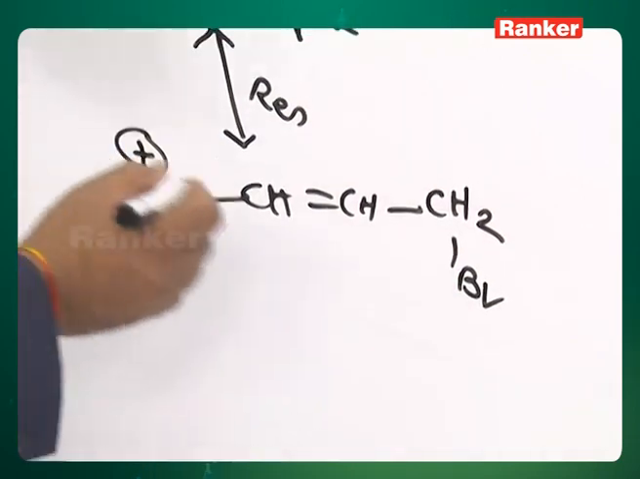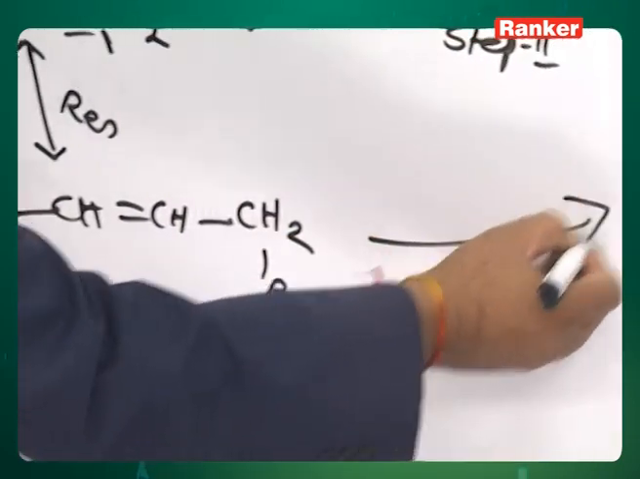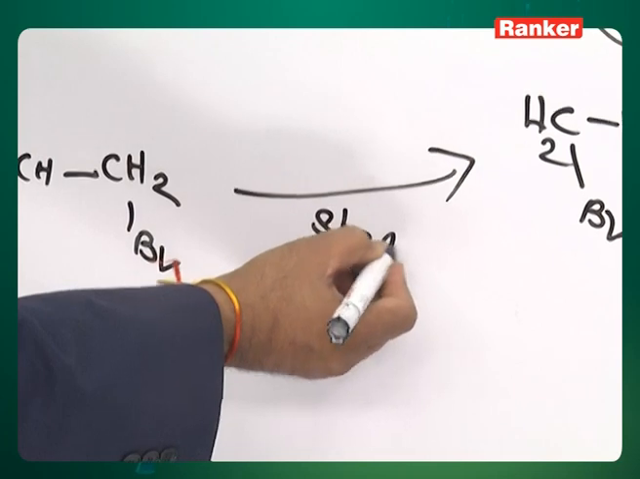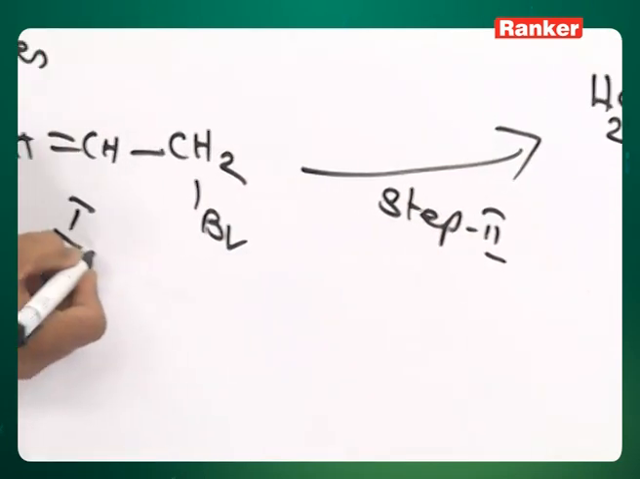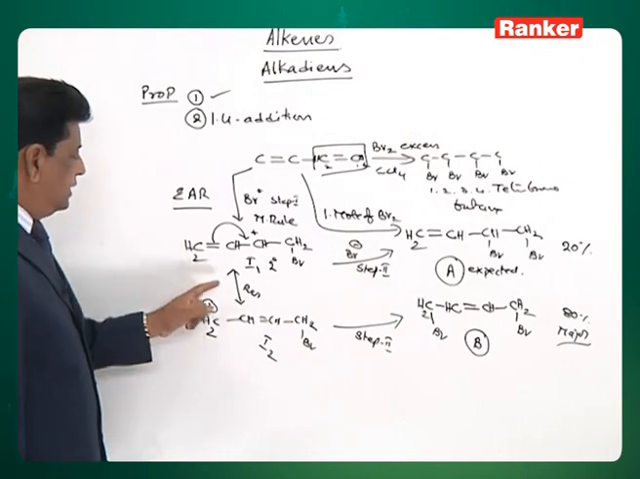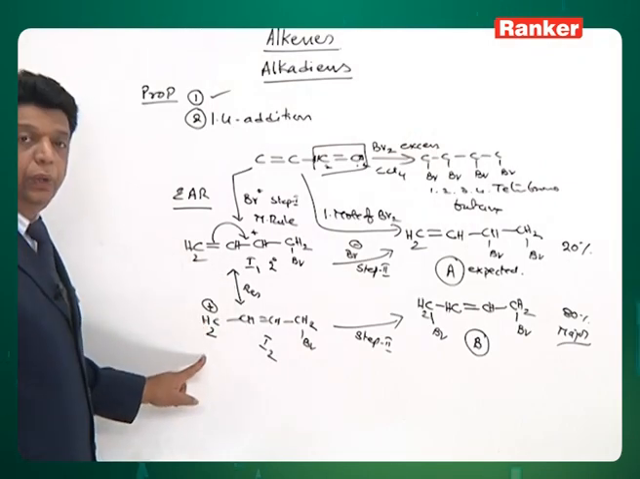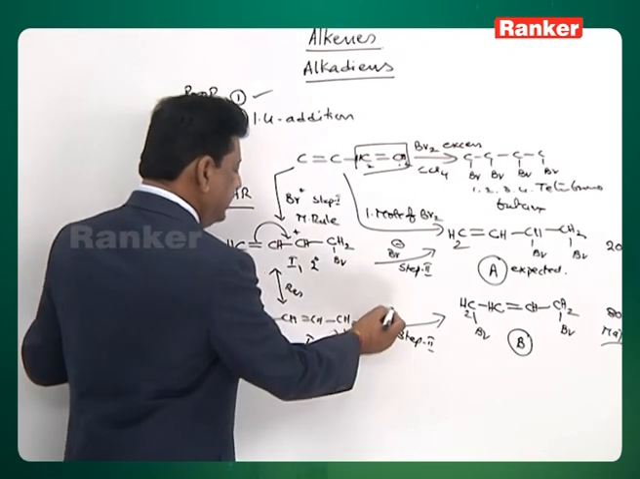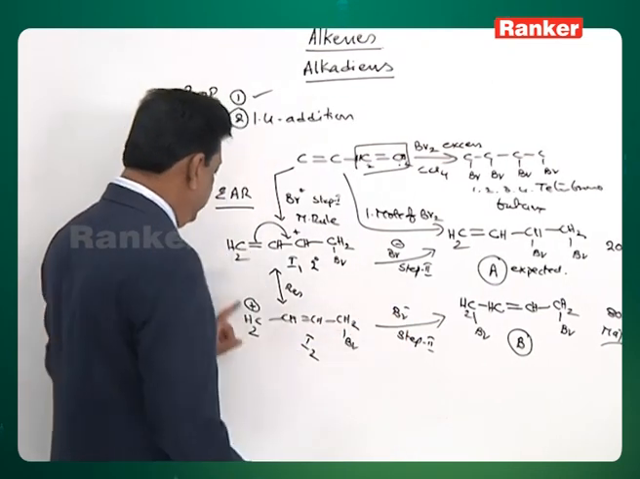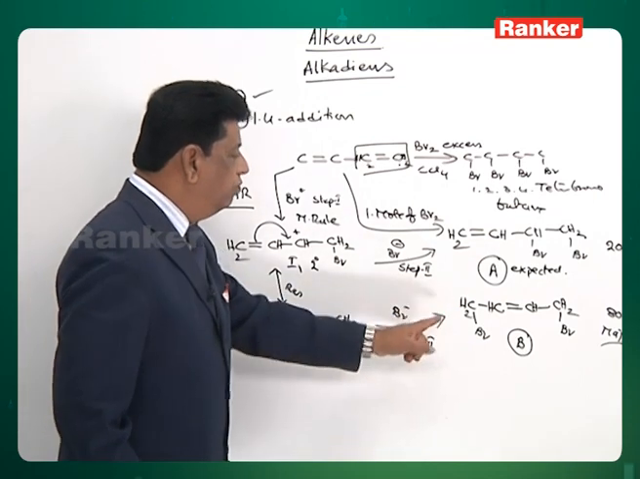Now, if step 2 takes place, step 2 is not taking place on intermediate 1. Intermediate 1 changes through resonance to intermediate 2. Then intermediate 2 undergoes step 2, that is Br minus attack, and then it gives the 1,4 product.